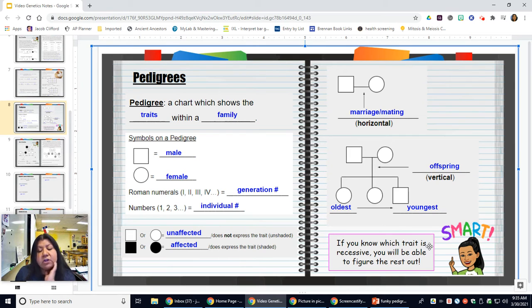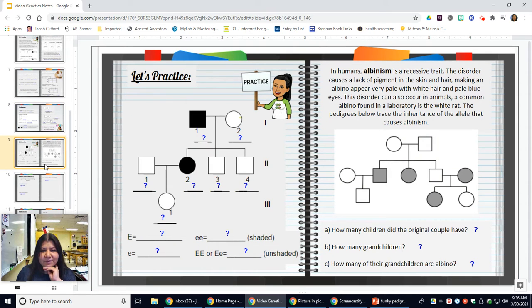So if we know which trait will be recessive, which trait is the one that's our affected trait, we would be able to figure the rest out. Okay, so we're actually going to see how that works. So let's go ahead and go to the next slide where we're going to practice.